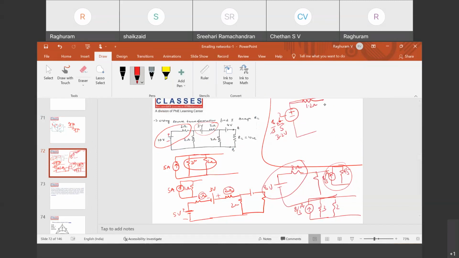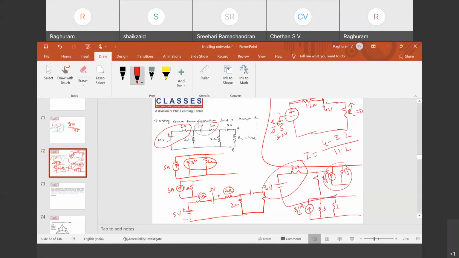And what else do you have? A 4 volt source and a resistance of RL, 10 ohms. Now these two are in series opposing, 3.2 volts and 4 volts, so the current direction will be in this way. It's 4 minus 3.2 by 1.2 plus 10, which is 0.8 by 11.2 amperes. Okay, you can do the math.